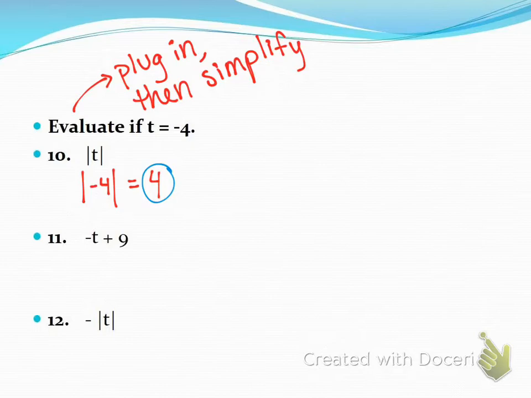Number 11, again, I plug in, then I simplify. But I am not changing anything except for the t. So that means that the negative sign out in front of the t is staying there. I am going to put parentheses around the negative 4 this time, just to separate it from the other negative sign. The plus 9 is also staying the same.